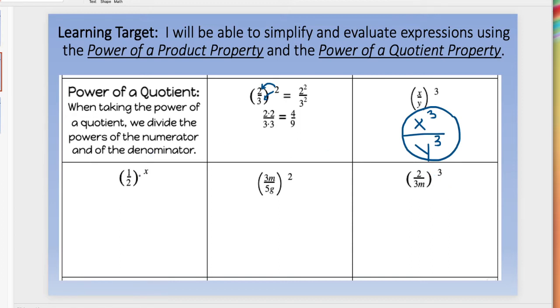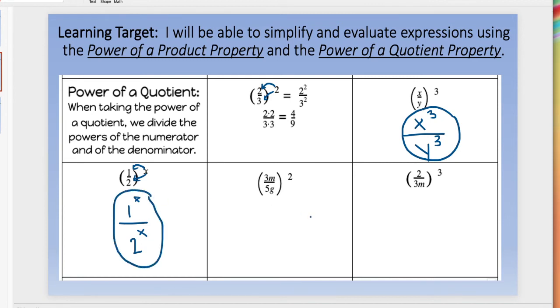All right, this next example, we have a fraction, and then we have a variable as the exponent. But you're treating it the exact same way that you would if it was a number as an exponent. You're using that power of a quotient property and making sure that both the numerator and the denominator are given the exponent. So the simplified version would be 1 to the power of x over 2 to the power of x. And that's it. That's all you can do.